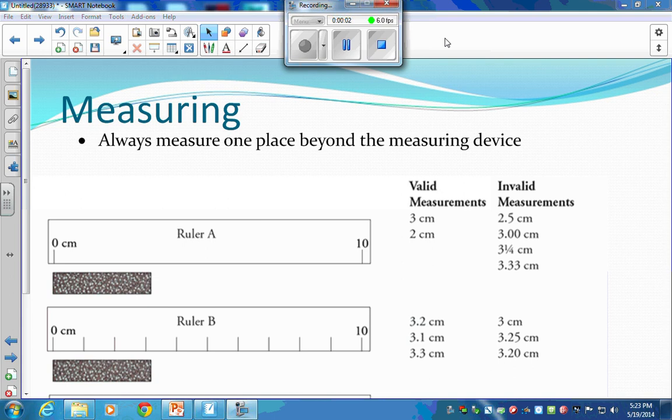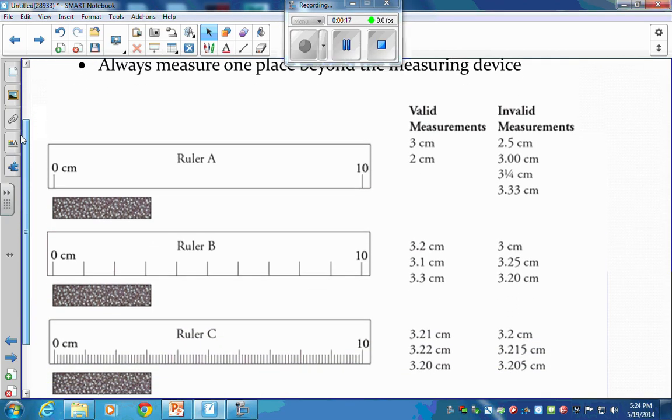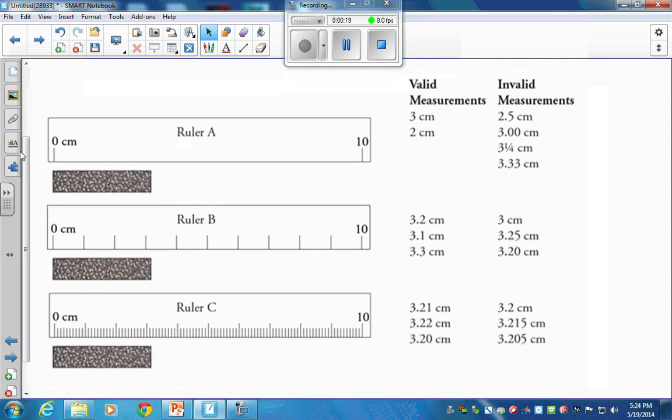Okay, just wanted to do a quick review of measuring with significant figures, and we're going to take a look at a couple of rulers to look at how we measure and how the measuring is based on the measuring device. And we have three different rulers here, ruler A, ruler B, and ruler C, and we are measuring the same object with each ruler.